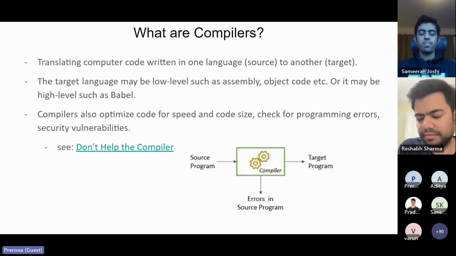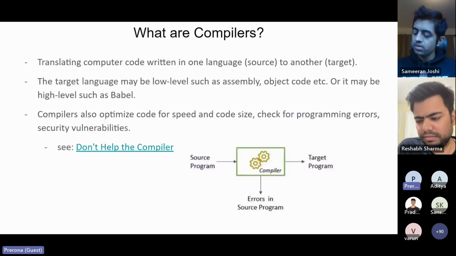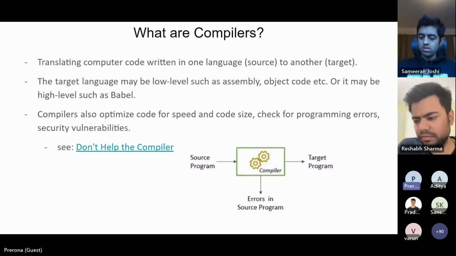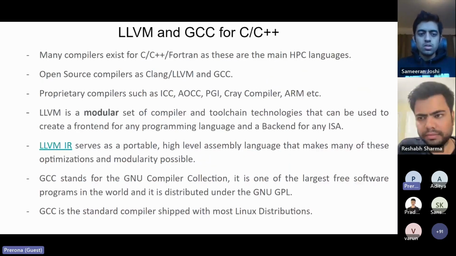But yes, I could mention one more point here: when you're converting from a source program, which is a high-level language, to a target program, which could be a low-level language or another high-level language, the compiler also checks for programming errors, and it tries to optimize the code for speed and code size. Would Pradeep and Ashutosh like to add anything? Maybe if they can add here.